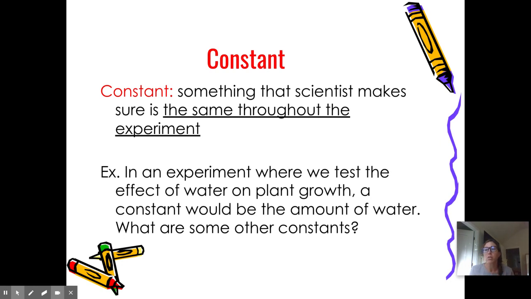A lot of times they're the tools that you use in the lab, and you can even use the example of the tester themselves. So if we always use the same beaker to measure, or graduated cylinder to measure the amount of water, you can include that as your constant.